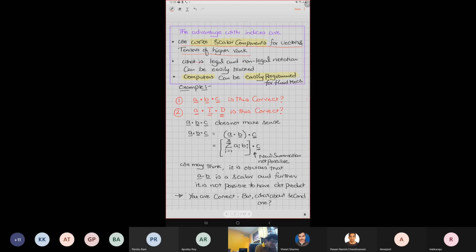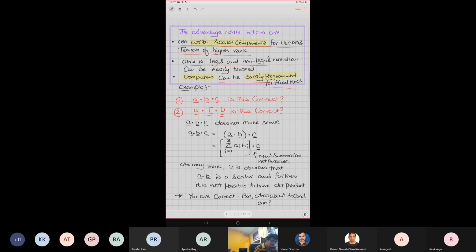Second thing, the legality in terms of notation can be easily tracked. And in terms of programming, indicial notation becomes so easy to think about and to write a program. If you want to teach a computer to remember all the Gibbs notation rules, products and so on, to code anything, it's not that easy a task. You have to teach it what a cross product means.